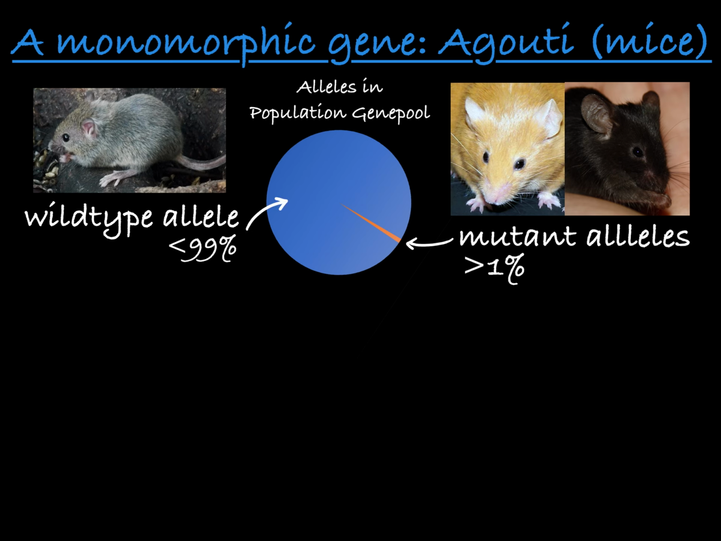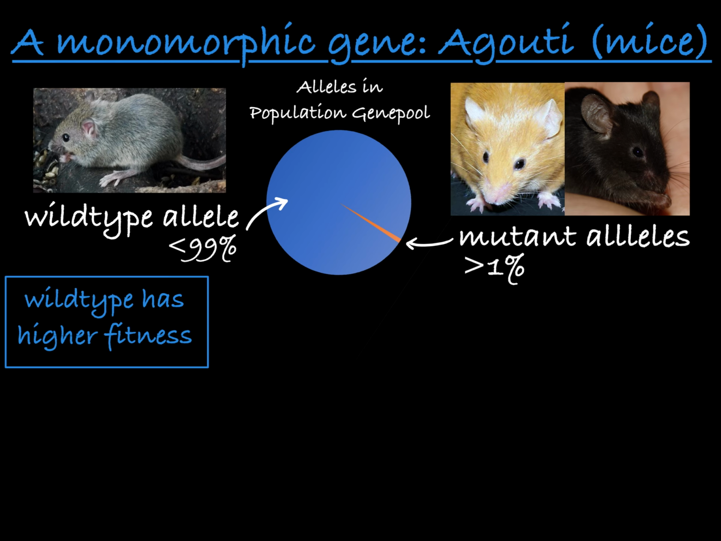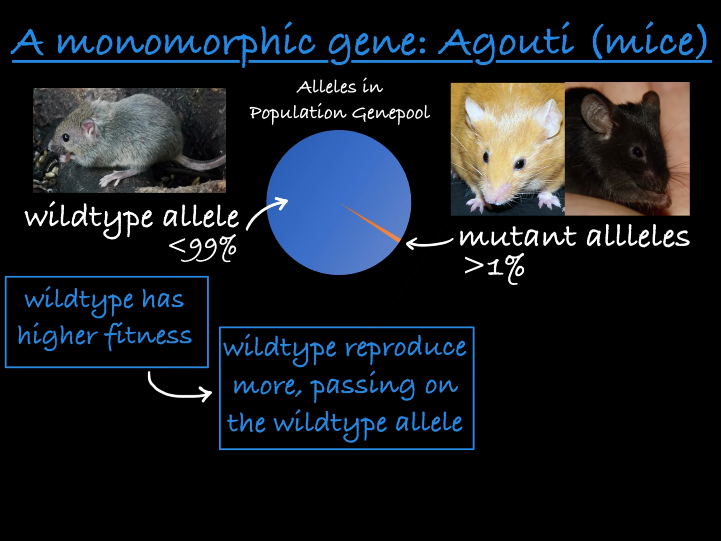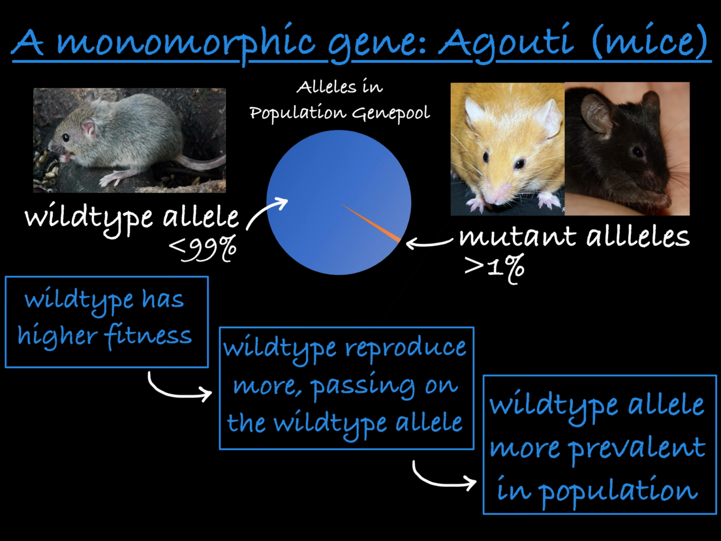This results from mice with wild-type agouti phenotypes having a much higher level of fitness than mice with phenotypes associated with the mutant alleles. In the wild, mice with the wild-type agouti phenotype tend to survive longer and reproduce more than mice with the mutant phenotype, which leads the wild-type agouti allele to be most prevalent in the population.